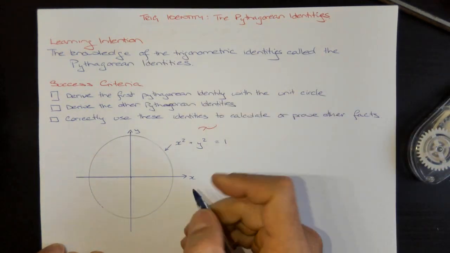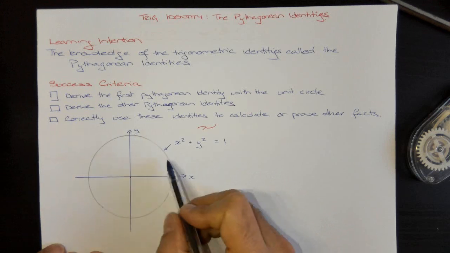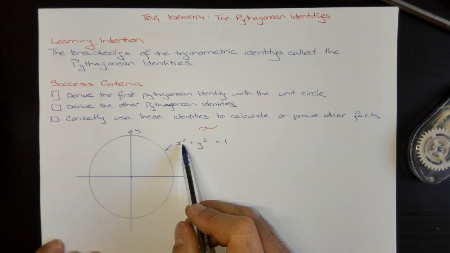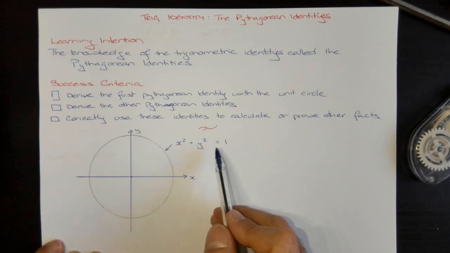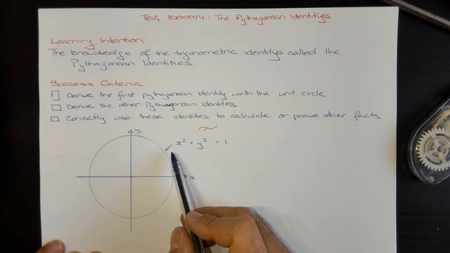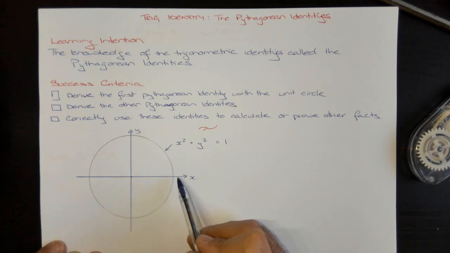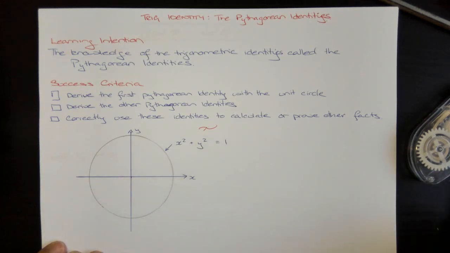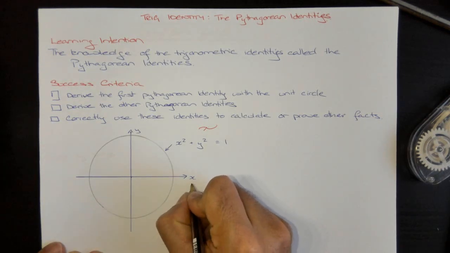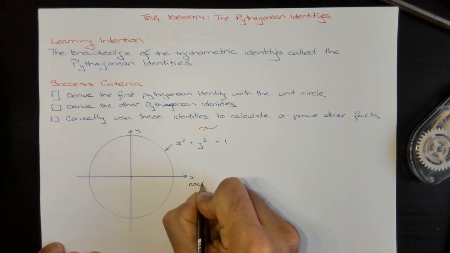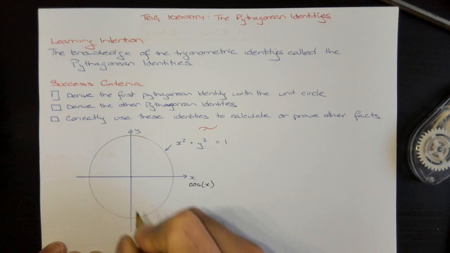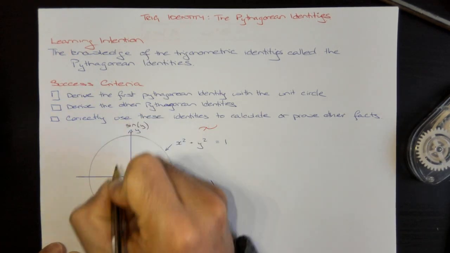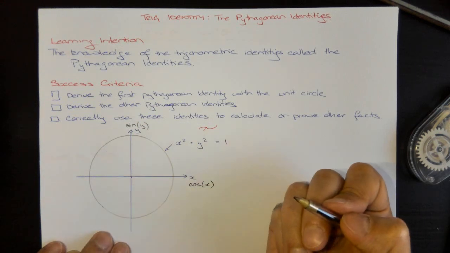Now we know that this unit circle would be in the formula of x squared plus y squared equals 1, with the centre being 0, 0, so a radius of 1. But you also know this as the x being cos of x and the y being sine y. I haven't changed the radius.